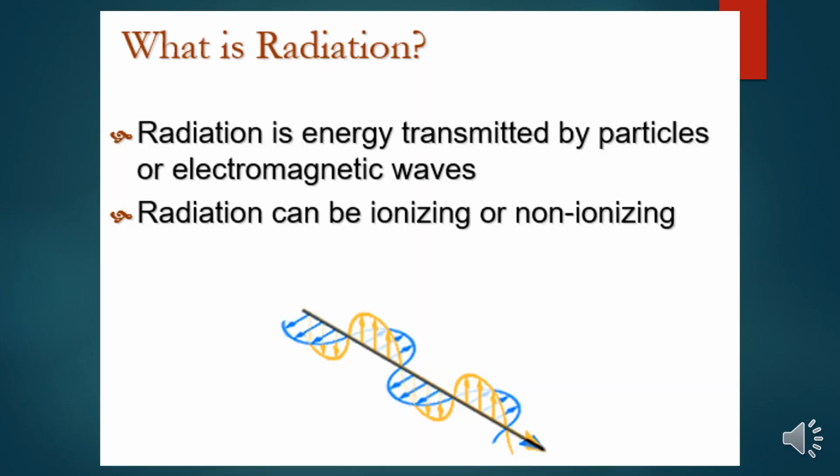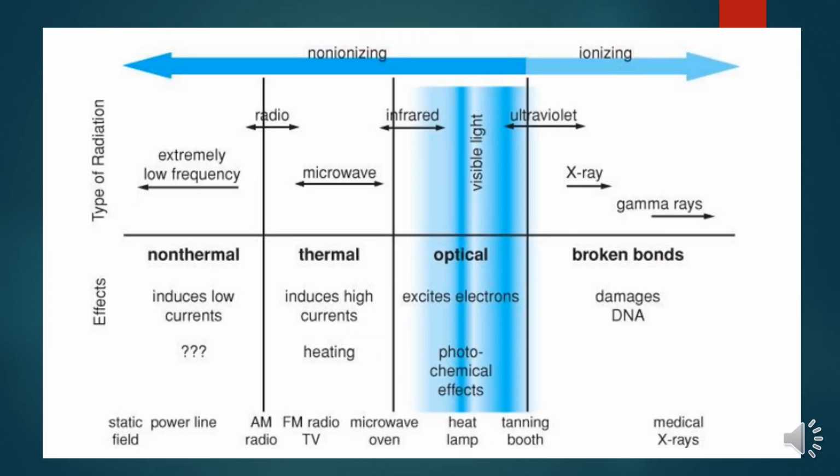Radiation is the energy which is transmitted by particles or electromagnetic waves. Radiation can be ionizing or non-ionizing depending upon its characteristics. So let us see the different types of ionizing and non-ionizing radiation.